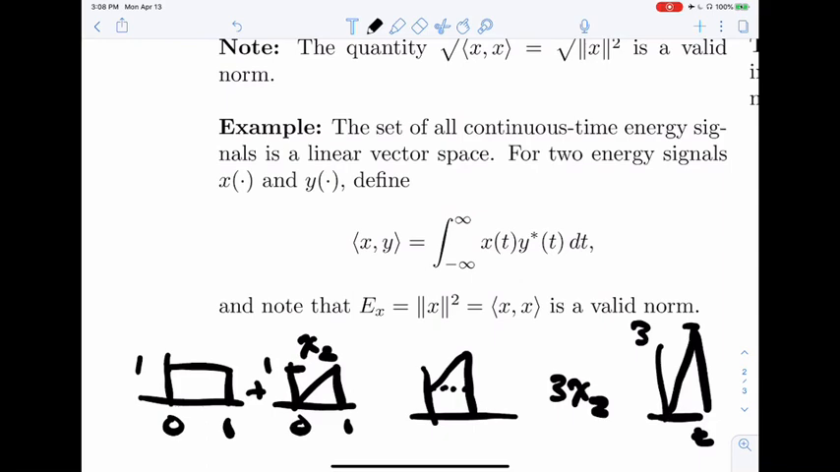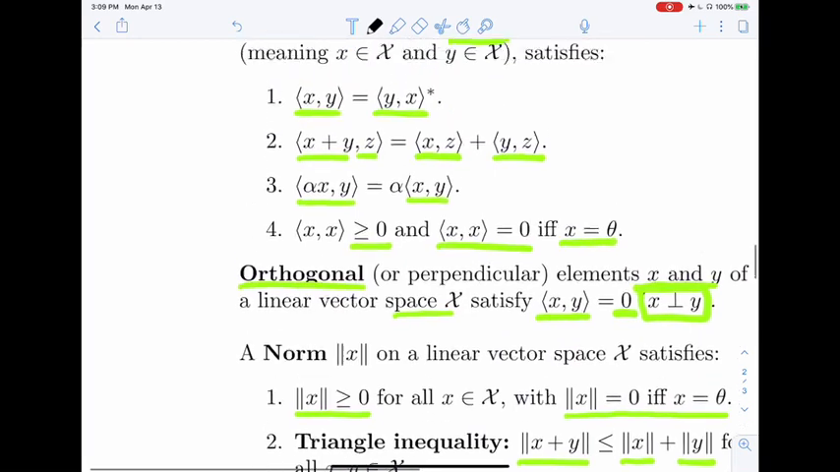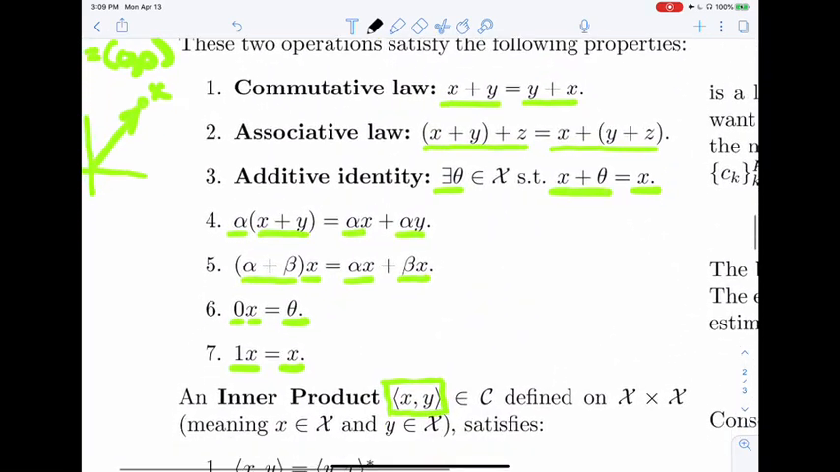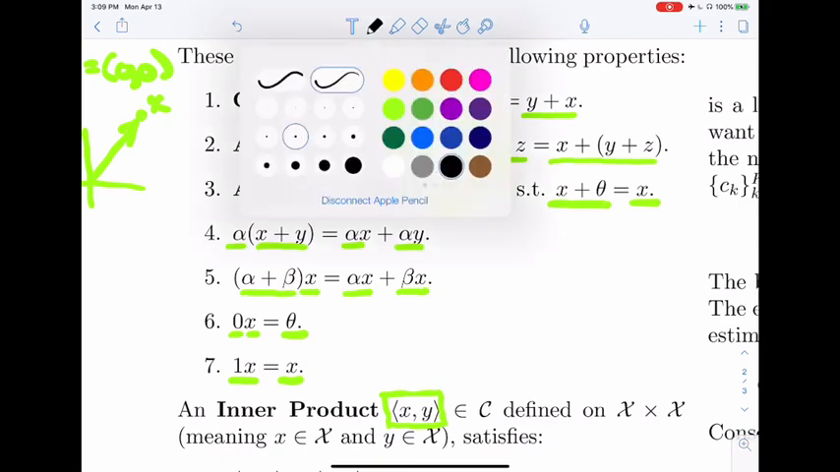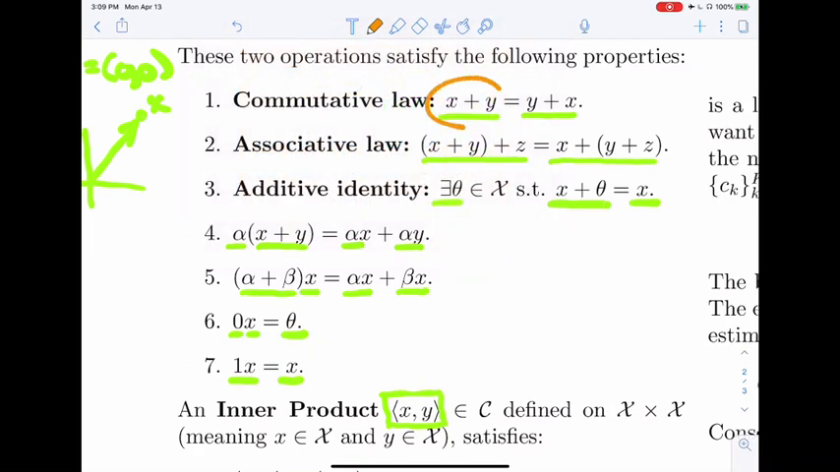We know that there's this operation of addition, point by point addition, and we know that there's something called scale multiplication. Furthermore, if I went back up and looked at all the different properties, does it matter which order I added those signals together? Let's make that orange for now. Would it matter which order I added those signals? Absolutely not. We know that we could add x and y or y and x and I'd get the same thing.